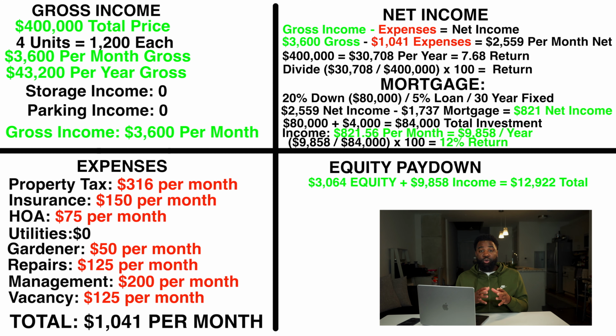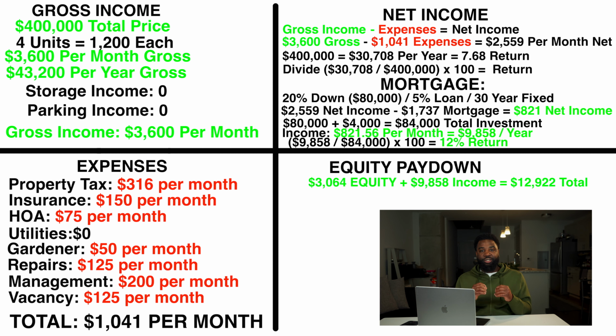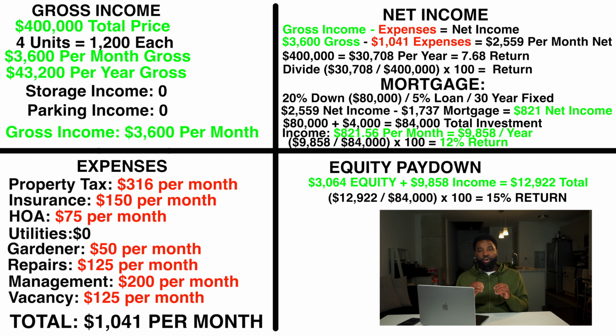So now your total income for the year will be $12,922. Now let's get your new ROI. It's going to be even higher now. So let's divide that by your total cost, which was the $84,000. If you divide $12,922 by $84,000, then you multiply that total by 100. Your return on investment would be 15%. That is amazing. If I can pick up 4 or 5 properties like that every single month, I will be well on my way. I want the same thing for you.